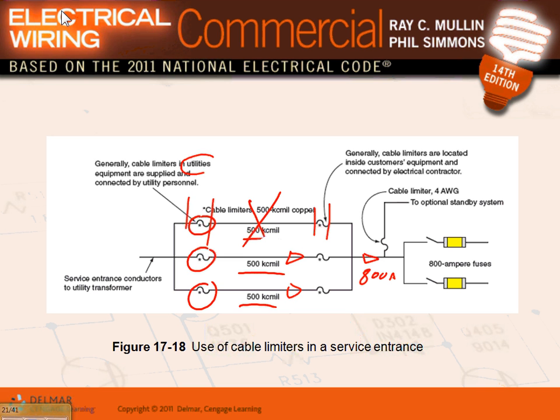Most of the time, you're not going to see it in design. This is utility type work. Utilities use them all the time. They isolate the cable. They have multiple runs. So if one fails, it isolates that one for continuity, and it keeps the system up and running. And then you can go there and test this. There's a monitoring system that tells you.